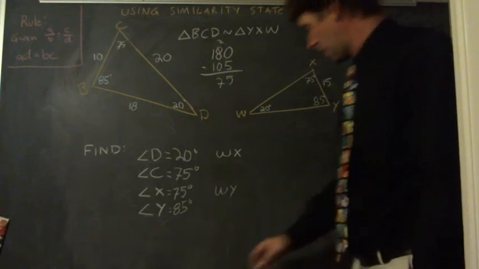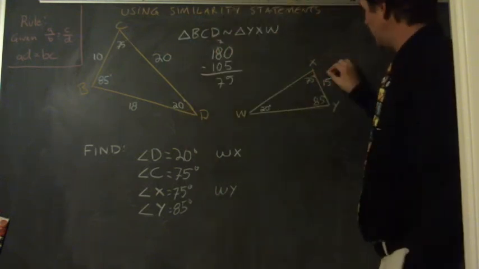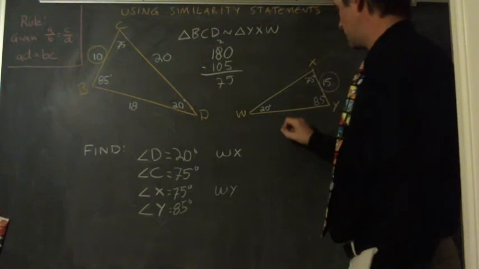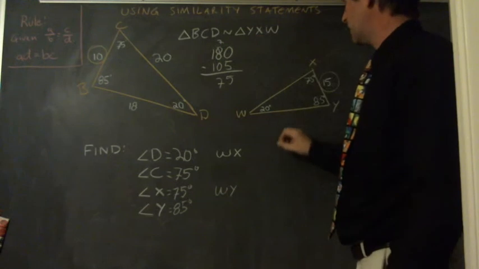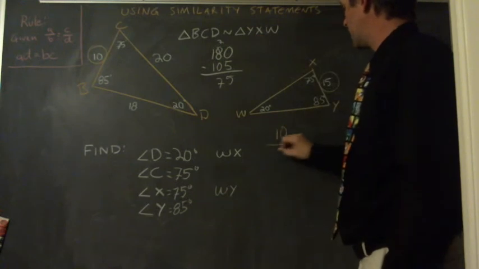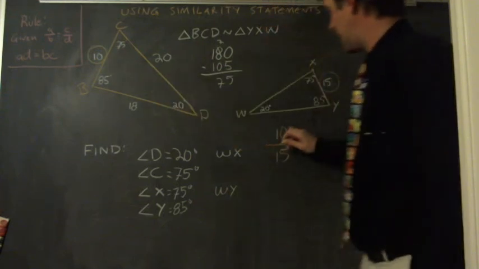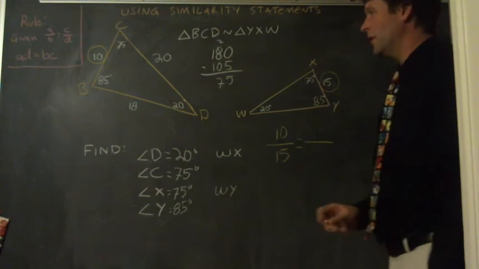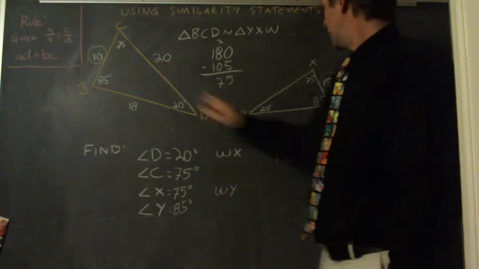As to the sides, the sides in similar triangles are proportional. The proportion will have to be in terms of the two sides we're given that correspond. So XY is 15 and BC is 10. So these two triangles are in a ratio, BCD to YXW, of 10 to 15. We're going to put the smaller one on top. Find the other one. Well, this is BCD, and this long side here is 20.